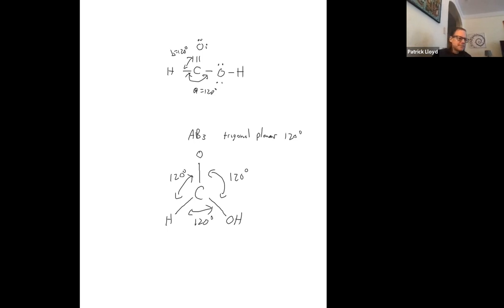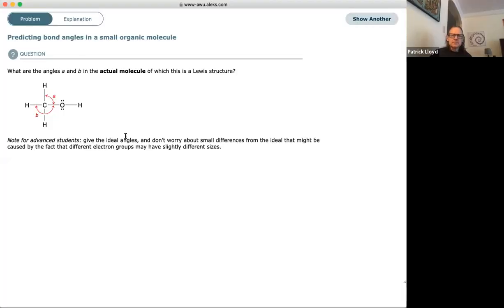Awesome. Here's one. What are the angles A and B in the actual molecule that's the Lewis structure? So again, they give you the Lewis structure. This one happens to be methanol, which is wood alcohol. Wood alcohol is poisonous. What are the angles, right?